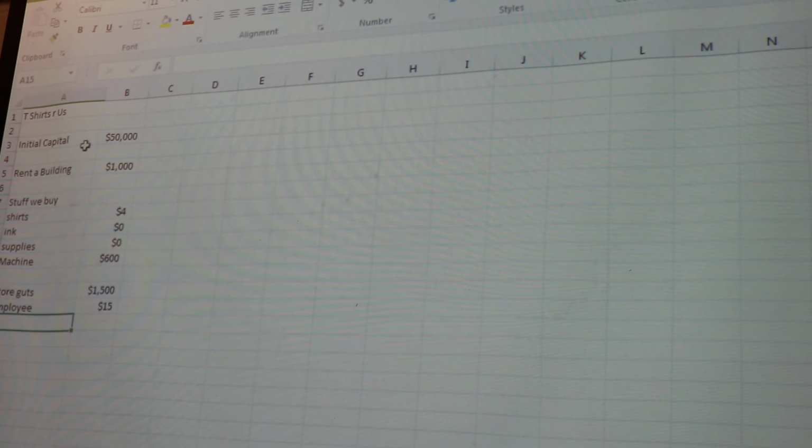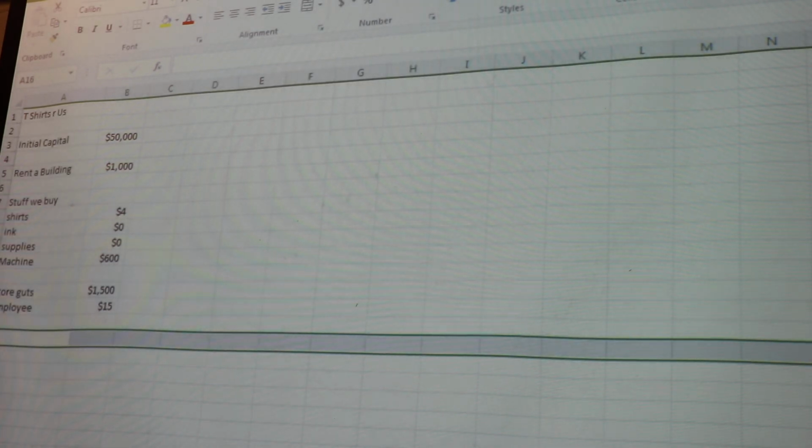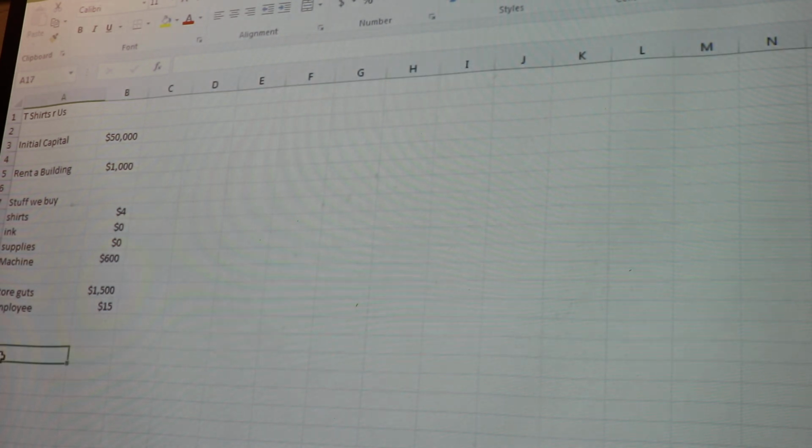Okay, so that looks to me like a pretty comprehensive list of all of the money we're going to spend. We will have forgotten stuff, and when we do, we just go back and add it. But let's look at money we're going to make. So we're going to sell shirts.